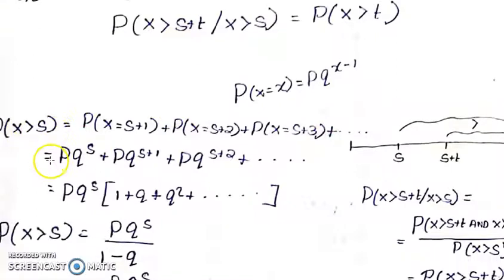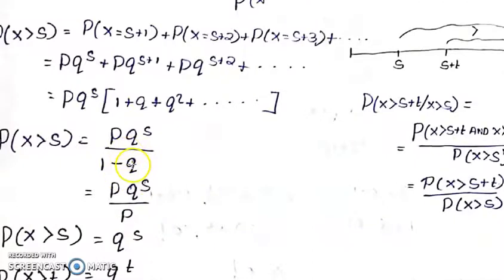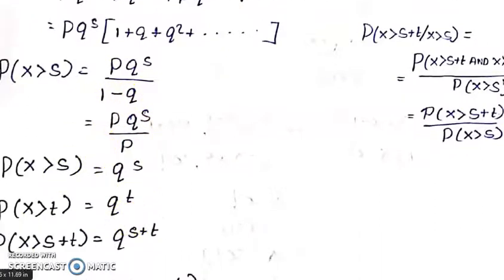We have to find these three terms. P of X greater than s is p of s plus 1, s plus 2, s plus 3 and so on. Put x equal to s plus 1 in the formula, we get pq power s. Similarly, s plus 2 in the formula, we get pq power s plus 1 and so on. Taking common term away and applying binomial series formula, we get pq power s into 1 by (1 minus q). 1 minus q is p. Cancelling common term, we get q power s. Therefore, P of X greater than s is q power s. P of X greater than t is q power t, simply replace s by t. Similarly, P of X greater than s plus t can be written as q power s plus t.